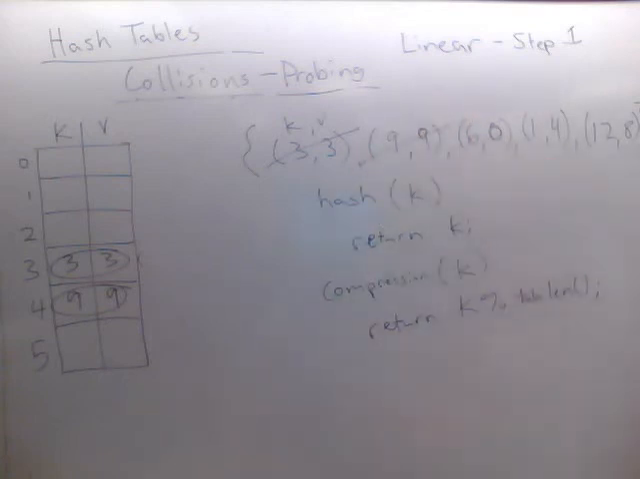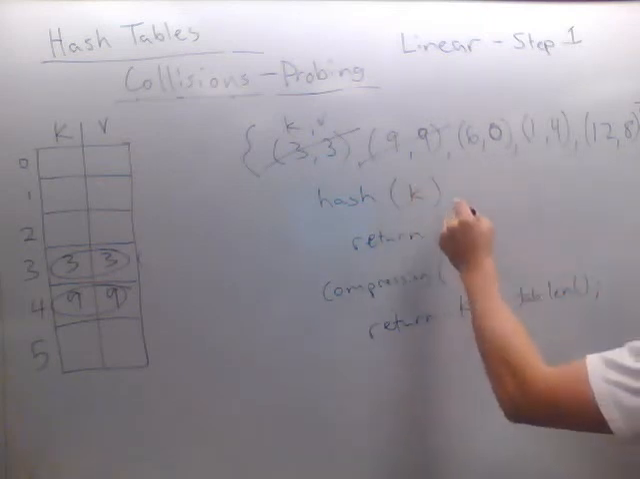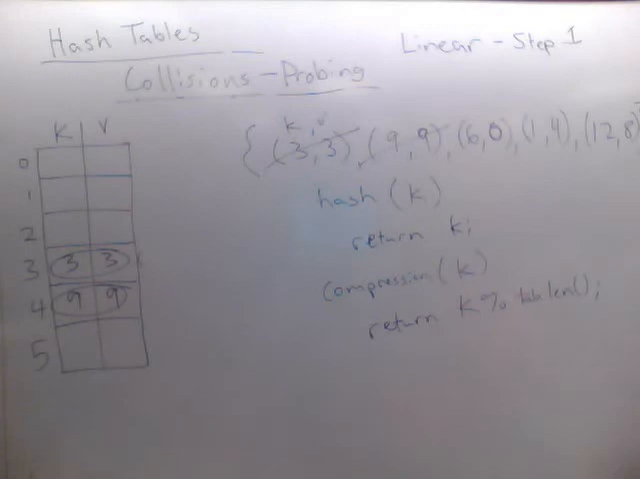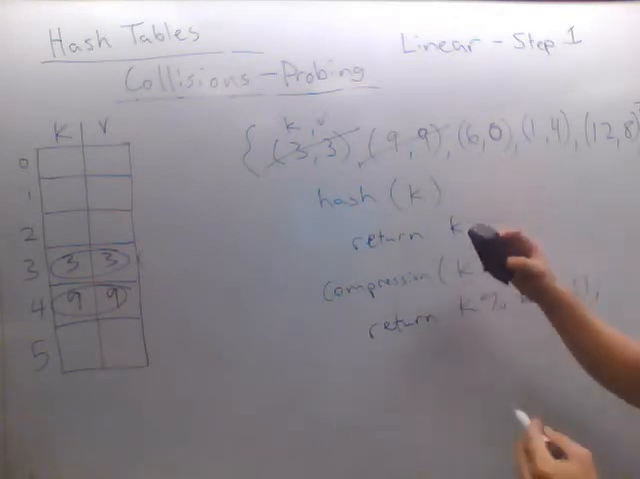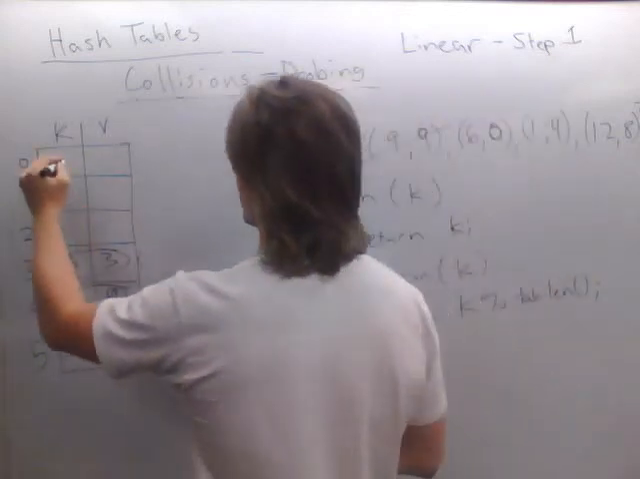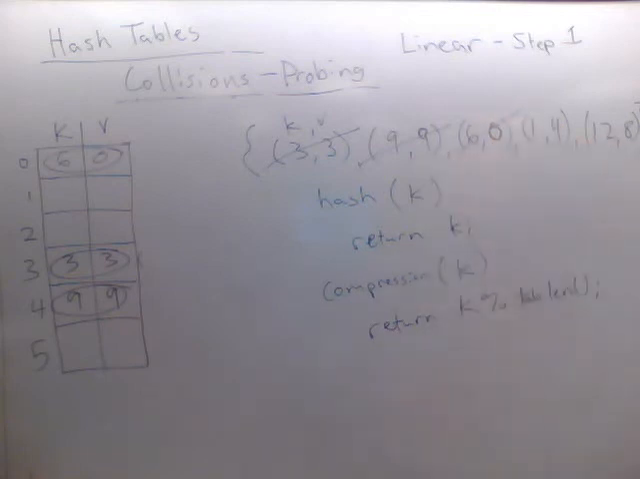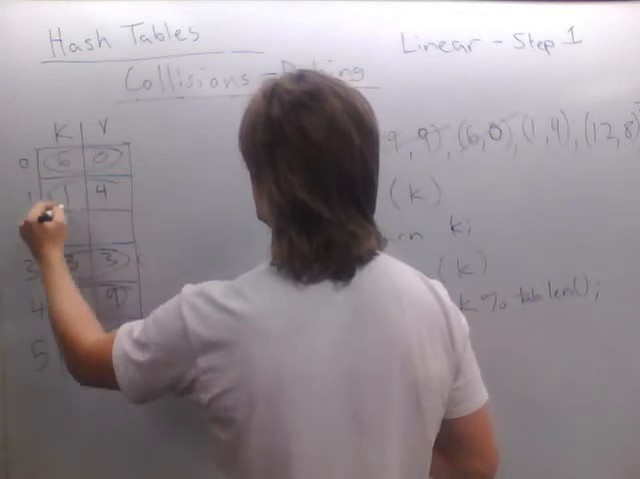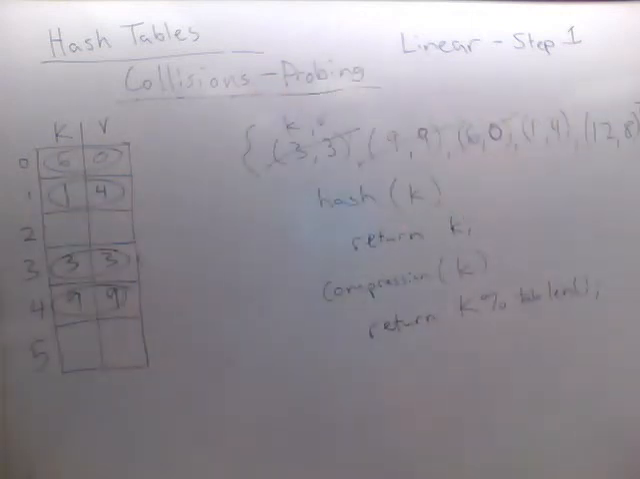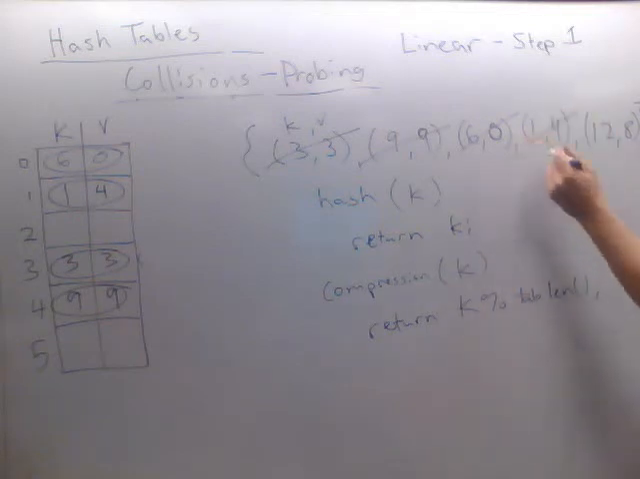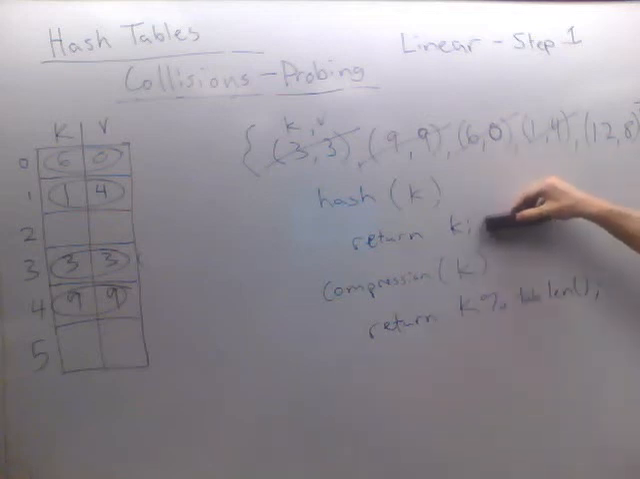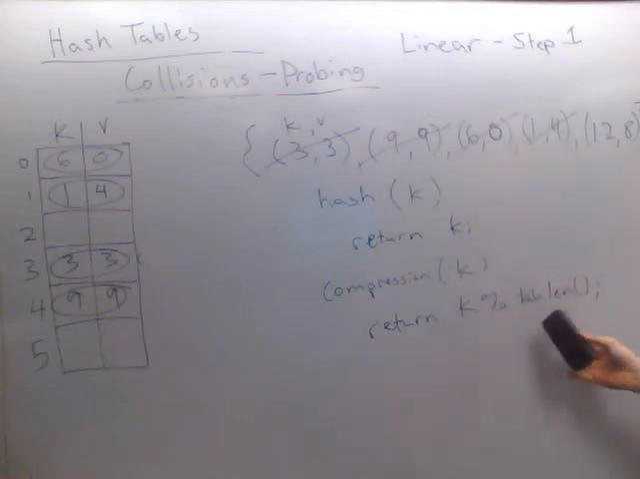So now I try to insert 6, 0. Pass in 6, return 6. 6 mod the table length is going to be 0. So 6 mod 6 is 0. So I insert my key value pair, 6, 0. Then 1, 4. Pass in 1, get back 1. 1 mod 6 is going to be 1. So I put key value pair 1, 4 right here. And now I want to insert 12, 8. Pass in 12, and I get 12 back. 12 mod 6 is 0.